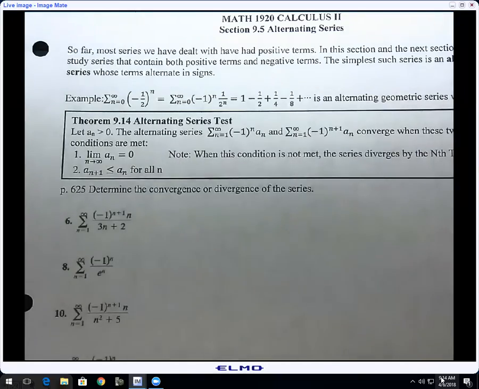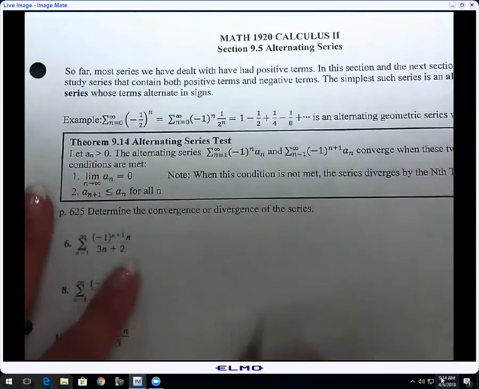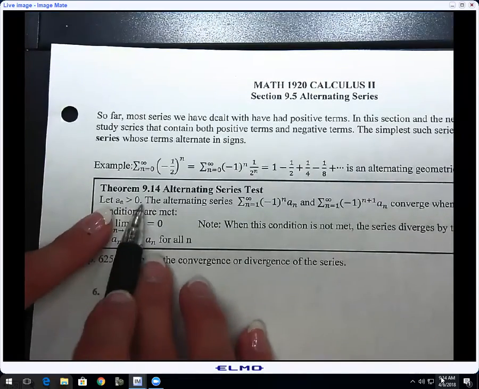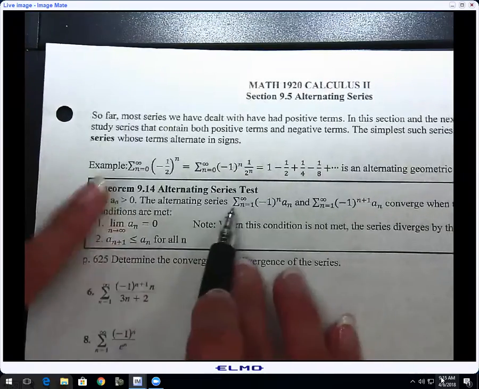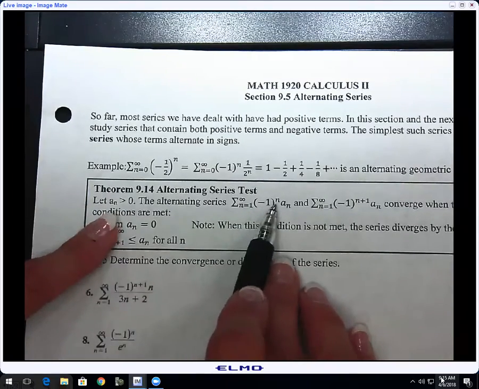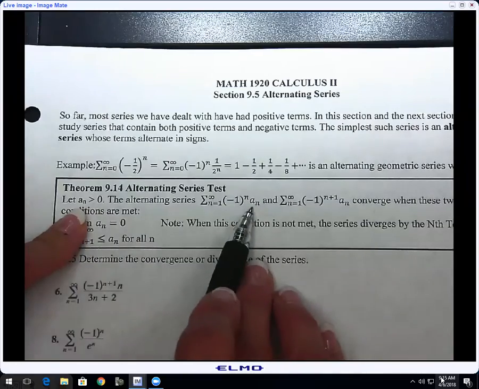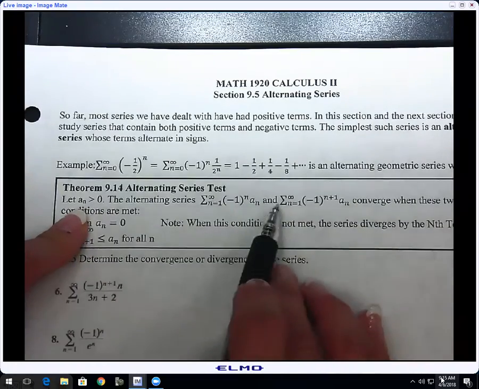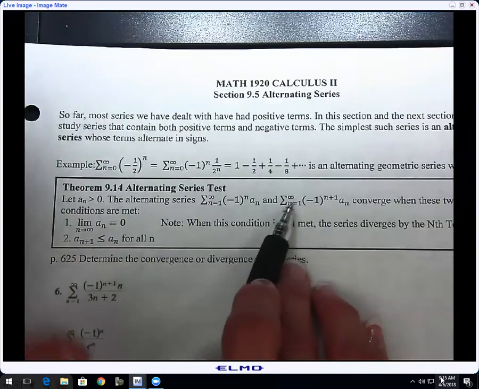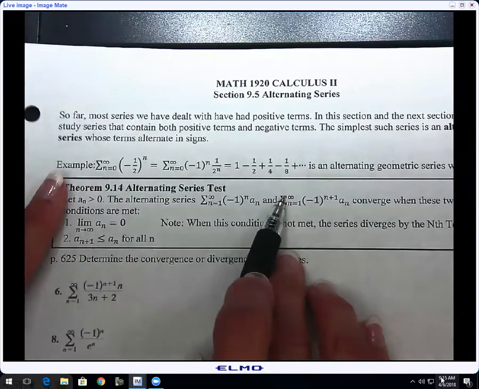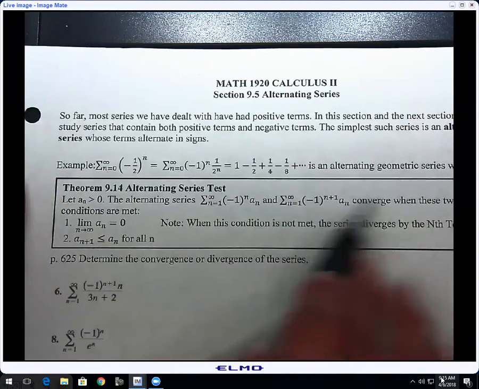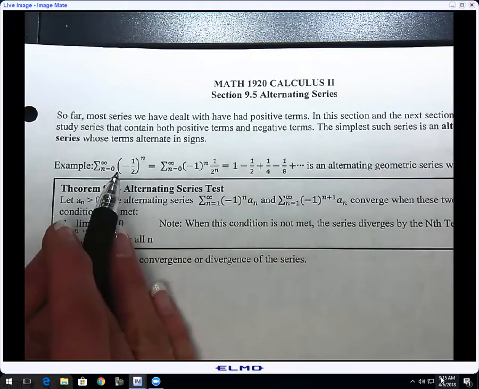All right, so what do we know? The alternating series test. Let a sub n be the positive term. Then the series n equals 1 to infinity of -1 to the n times that positive term, and the series n equals 1 to infinity of -1 to the n plus 1 times a sub n converge when these two conditions are met.